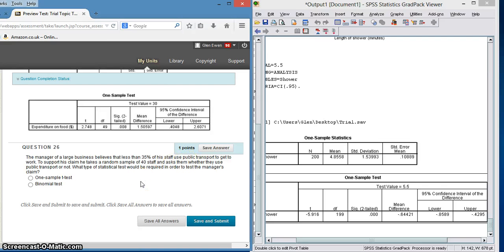The manager of a large business believes that less than 35% of his staff use public transport to get to work. To support his claim, he takes a random sample of 40 of his staff and asks them whether they use public transport or not. What type of statistical test would be required in order to test the manager's claim? Well, straight away it says, do they take transport or not? Yes or no. It's black or white. It's a tick the box either way, so it's going to be a binomial test.